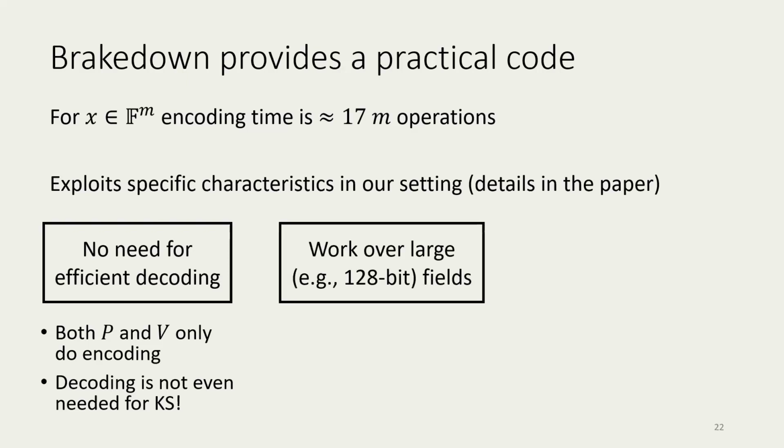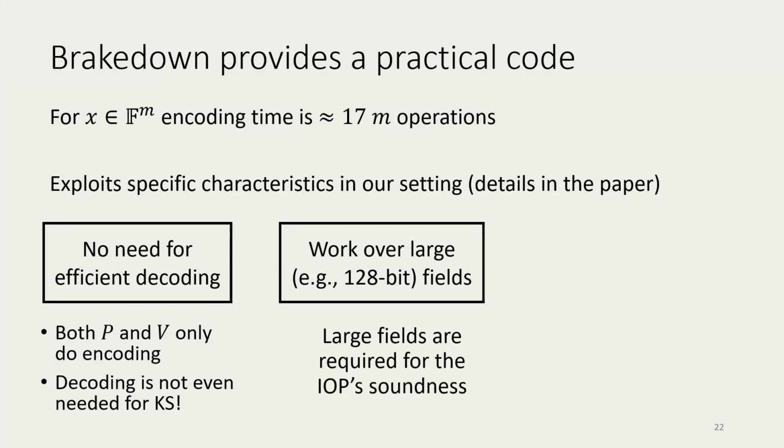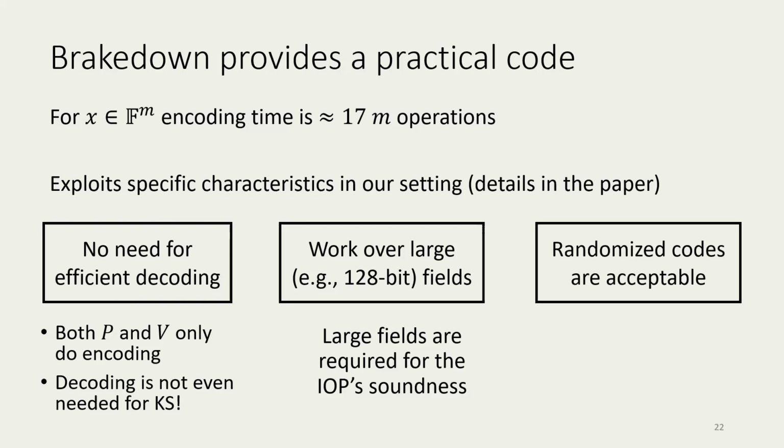Another thing that we exploit in our setting is that we can work over large fields, for example, prime fields where the prime is at least 128 bits. This is necessary for the polynomial IOP soundness. Finally, in our particular setting, we can work with randomized codes, so we don't need these codes to be deterministic.